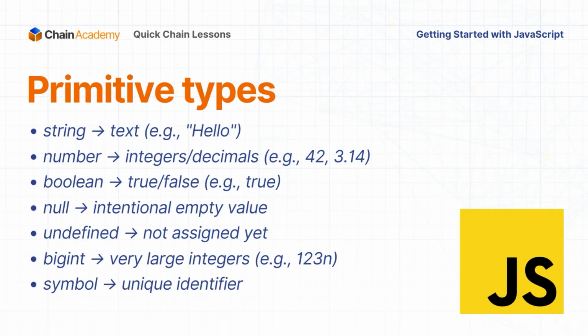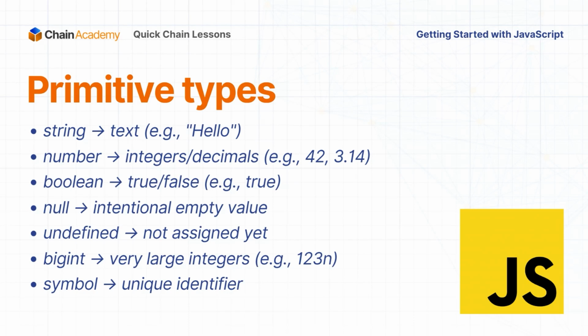First, we have string. This is just text. Anything inside quotes like "hello" or "JavaScript" or "hello world" is a string. Even your name is a string. Next, number. This covers both integers like 42, 100, 10, and so on, while decimals like 3.14 are also under the category of number. In JavaScript, there isn't a separate type for whole numbers and decimals. They are all just numbers.